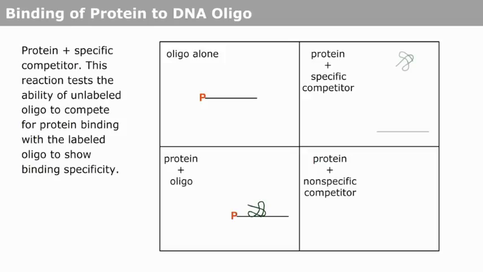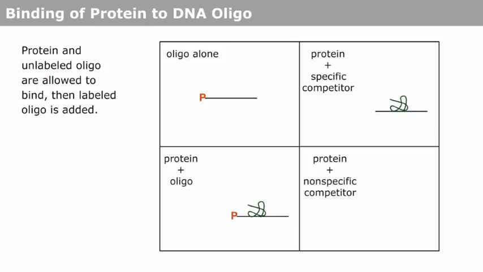Protein plus specific competitor oligo. This reaction tests the ability of an unlabeled oligo to compete for protein binding with the labeled oligo to show binding specificity. Protein and unlabeled oligo are allowed to bind, then labeled oligo is added.